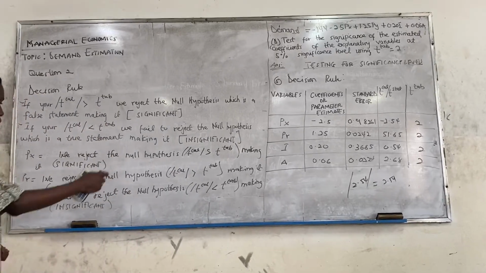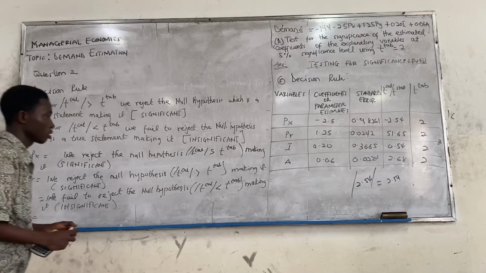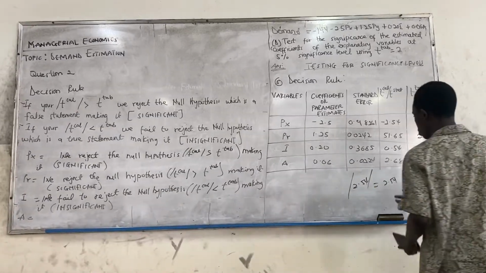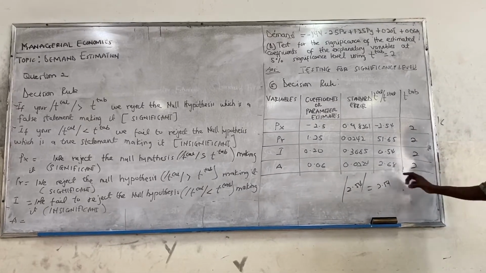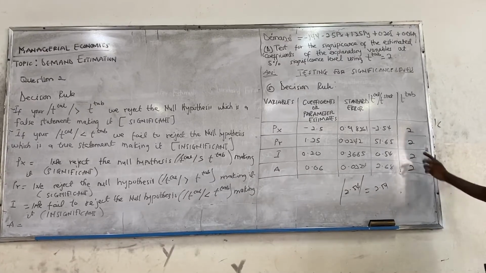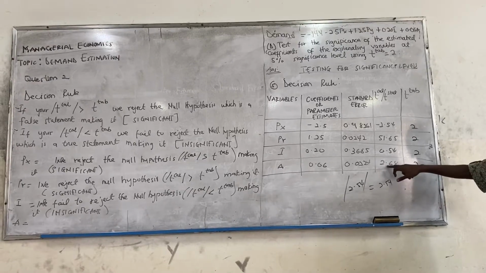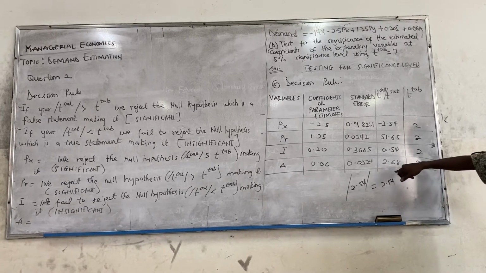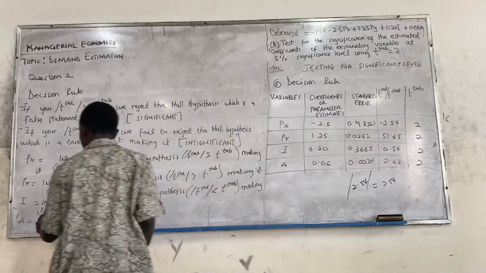You are left with the last one, which is the advertisement, A. So with the advertisement, we have 2.68. 2.68 is greater than the theta. If your t-cal is greater than your theta, we reject the null hypothesis. If your t-cal is less than your theta, we fail to reject. So with this side we reject the null hypothesis because 2.68 is greater than 2. So with advertisement, we reject the null hypothesis.